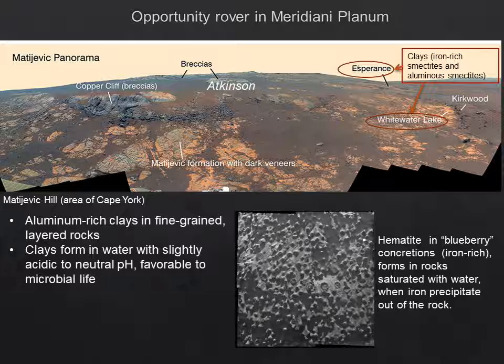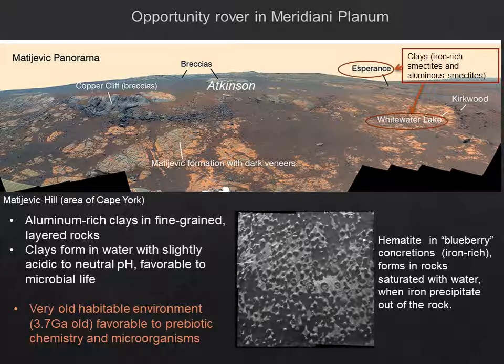Here we have an image that represents another type of water-related structure. Those round structures were nicknamed blueberries, and they are actually hematite concretions. Those iron-rich concretions form in rocks that are saturated with water when the iron precipitates out of the rock. And they are also indicative of an environment where water has existed for a relatively long period of time.